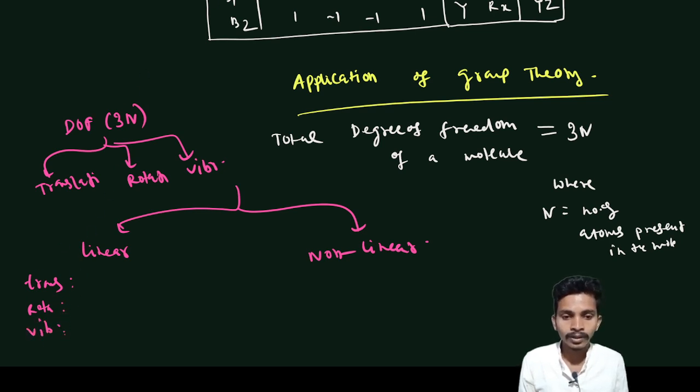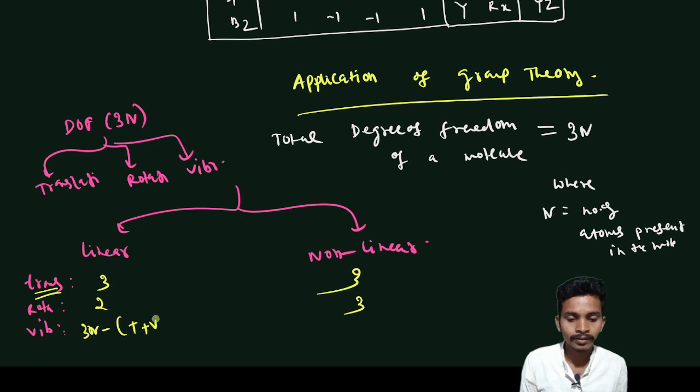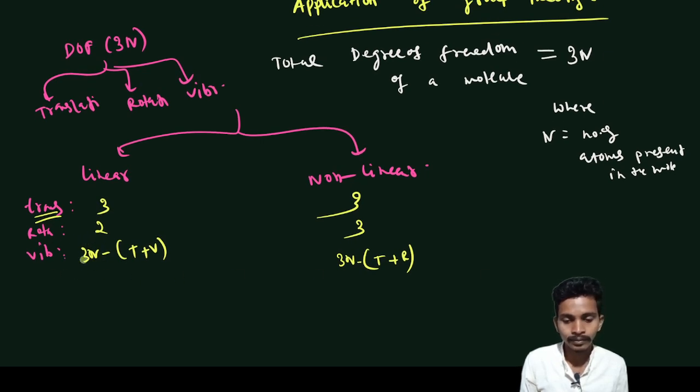So for translational, how many are there for linear? Three. For non-linear also three. Rotational for linear is 2, translational is 3, and vibrational is the total minus translational plus rotational. That is 3n minus (translational plus rotational). For linear, translational plus rotational is 2 plus 3, which is 5, so 3n minus 5. For non-linear, it is 3n minus 6.